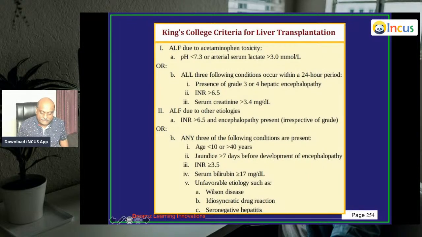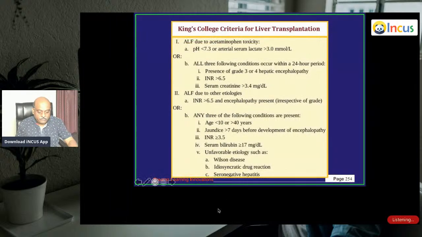So you have to look at this carefully. You need to learn, right? So now, what are the criteria?